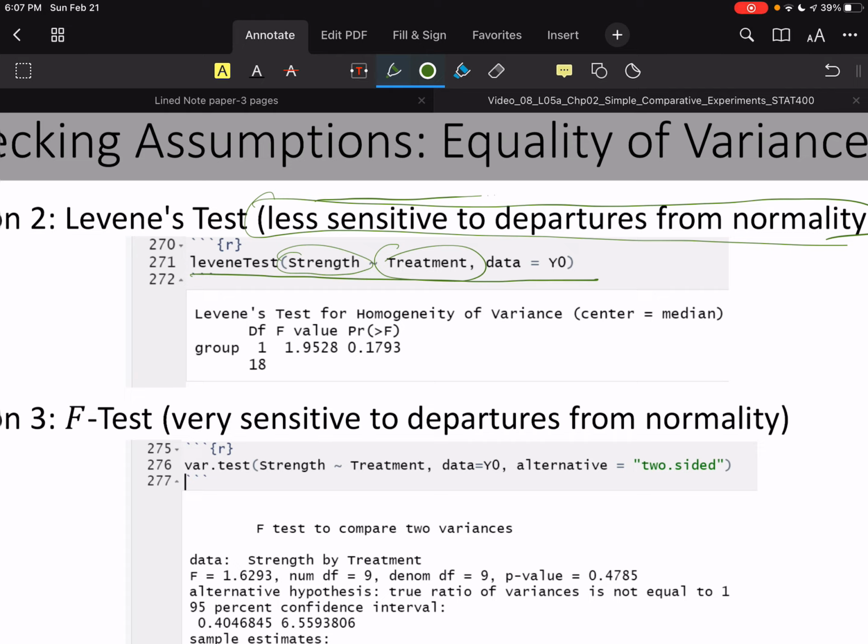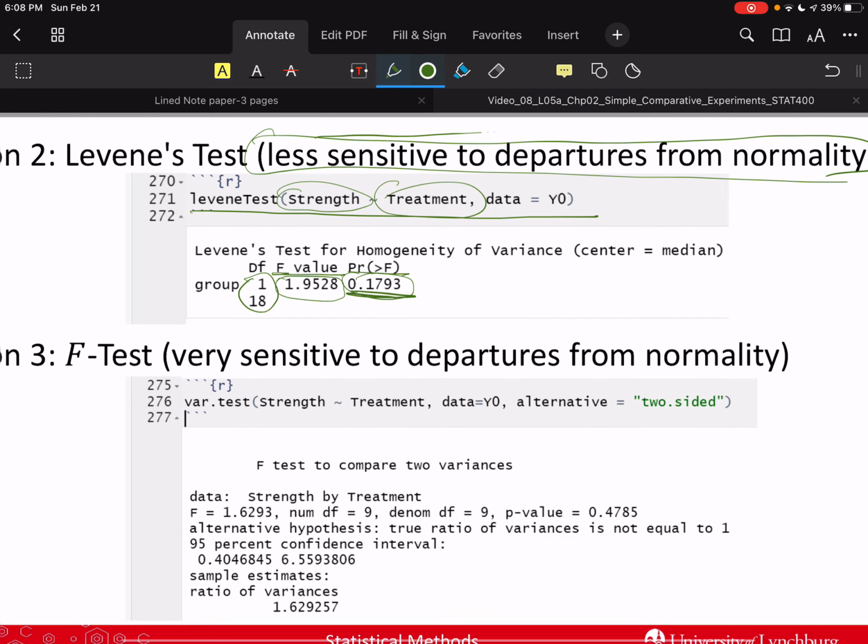So Levene's test gives us an F value right here, and then it gives us a p-value here. Oh, and here are our degrees of freedom, 1 and 18. Because it's an F test, it has 1 degree of freedom in the numerator, 18 in the denominator. Our p-value is 0.1793. That's getting a little small. So that starts to concern me that maybe they are different. They're close, but they are different. So that could affect us. But let's look at another test.